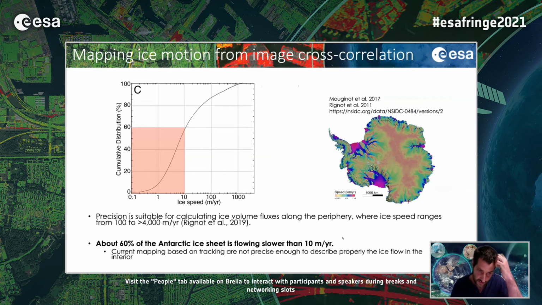Here is the cumulative distribution of the speed that you find in Antarctica. You see that actually 60% of the ice sheet is flowing slower than 10 meters per year. That means that for that 60%, you don't get a very precise mapping of the ice flow.